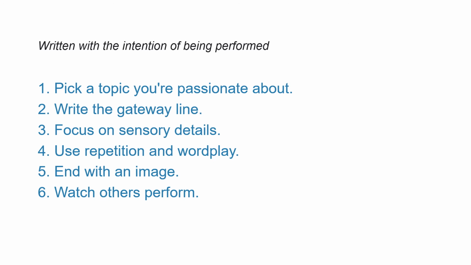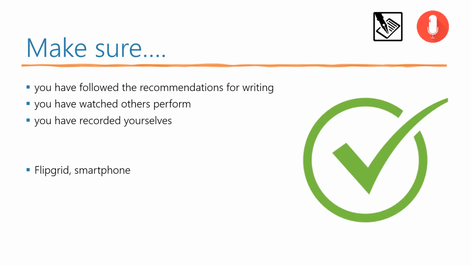Your words don't need to rhyme, but you should create some kind of rhythm to stress your words and ideas. You can also look for experienced spoken word artists online and see how they perform. In that way, you'll get a better feeling of rhythm or structure of that poem. When you write and perform your poem, make sure you have followed the recommendations for writing, you have watched others perform, and you have recorded yourselves. You can use Flipgrid or smartphone.